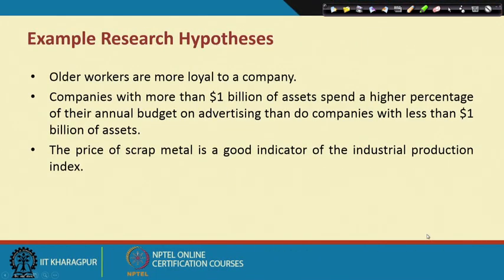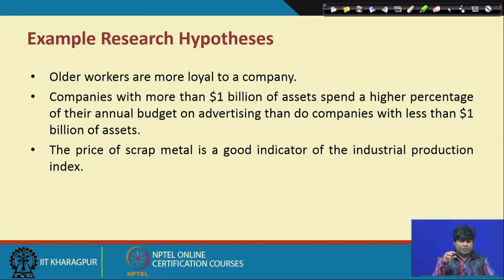Okay. So, in the meantime, I will give you certain examples. What is the structure of a research hypothesis? Research hypothesis means some of the examples like older workers are more loyal to a company, and companies with more than 1 billion of assets spend a lot on advertising compared to companies having less than 1 billion of assets. Similarly, the price of scrap metal is a good indicator of the industrial production index. So, these are just kind of observations.